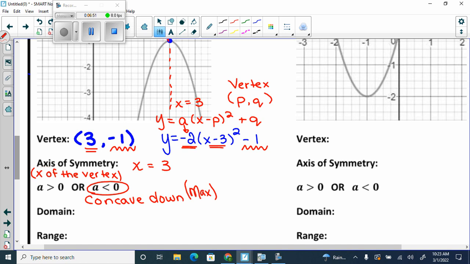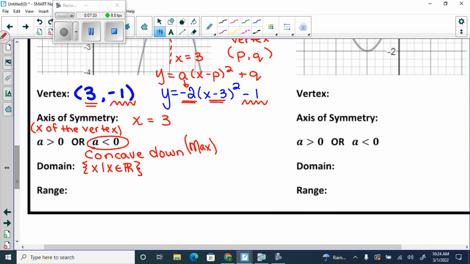What's my domain? X such that x is an element of the real numbers, because my head is this maximum, and then my arms zoom up for this, and then zoom up for this, and then boom, it goes on forever, right? So remember I told you that quadratics go out forever, this way or this way. So the domain of every quadratic, unless it's a word problem, is x ∈ R. We're going to discuss interval notation later. We're just going to do set notation for now.